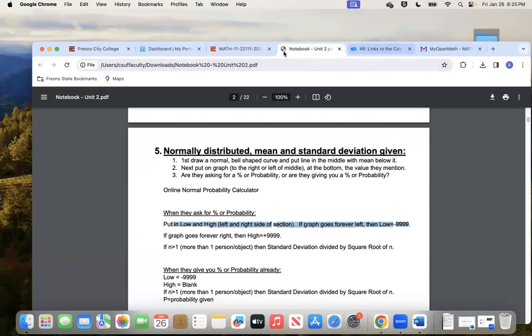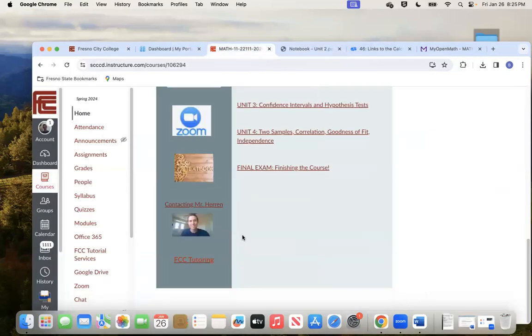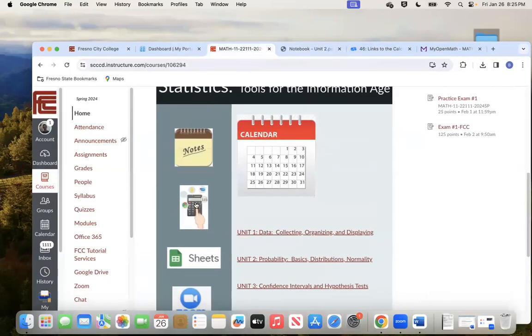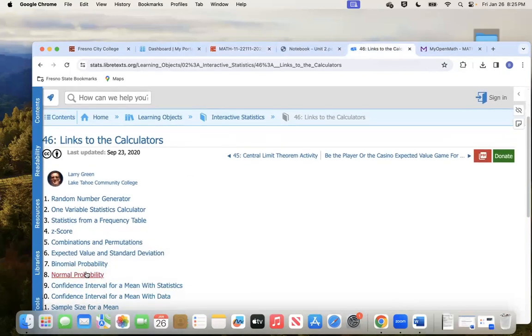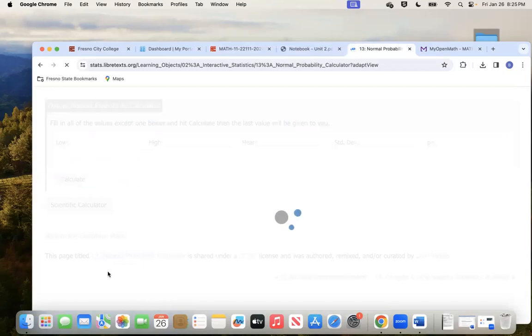Okay, let's go to that calculator. Now, where's that calculator? Well, click on the home page. Click on right here on the online calculator. When you get there, what are we doing? We're doing normal. So come on down to normal probability. Normal probability, number 8 there. Normal probability, click on that.